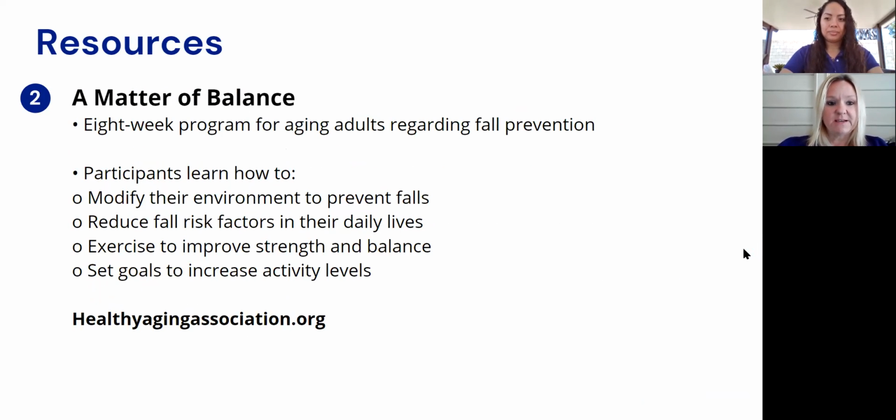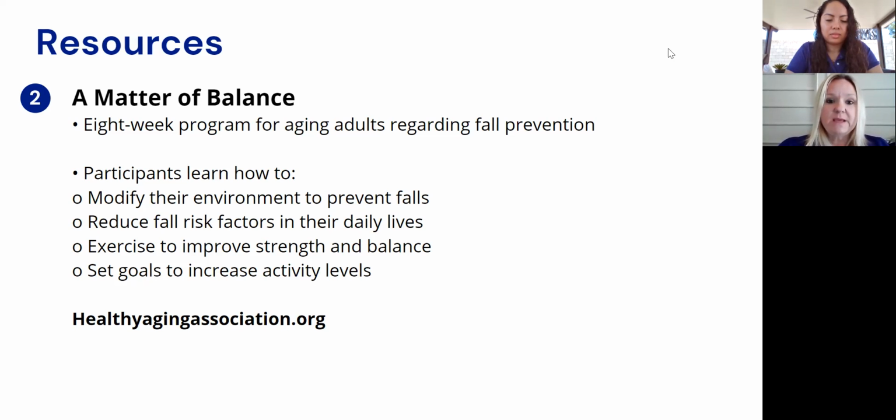Another resource is a program that's offered for aging adults, and it is geared toward fall prevention. It is called A Matter of Balance. In this 8-week program, adults will learn how to modify their environment to prevent falls. So with the pictures that we just showed you, all of the clients are going to learn how to look at their environment and how to make the necessary changes that they need, such as the non-skid mats and the grab bars. They will also learn how to reduce fall risk factors in their daily lives.